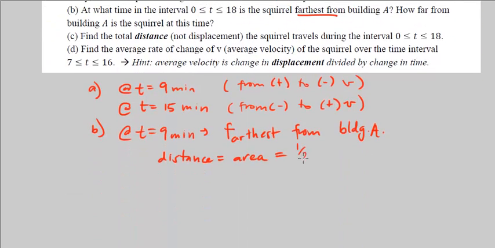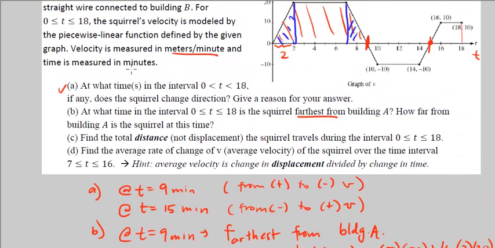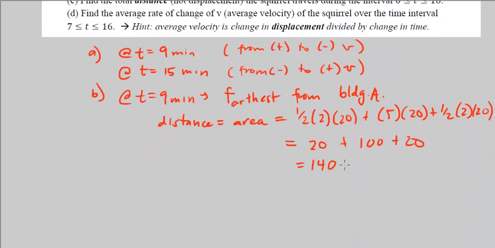So the area is 1/2 times 2 times 20, plus 5 times 20 for the rectangle, plus 1/2 times 2 times 20. That gives me 1/2 times 2, that's 1 times 20, so that's 20, plus 5 times 20 is 100, plus 20 again, so that's 140 units. I am told that my units are meters per minute and minutes. So meters per minute times minutes is meters. So I'm 140 meters away from building A.